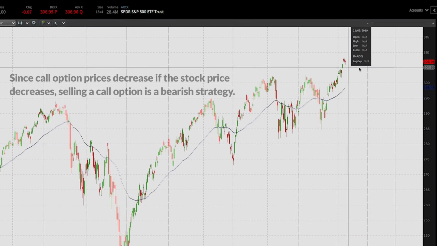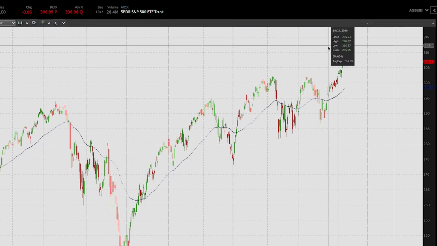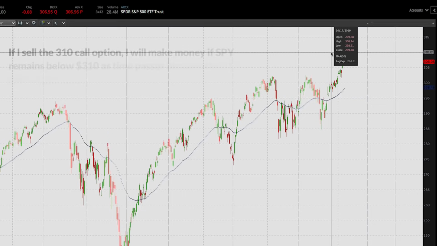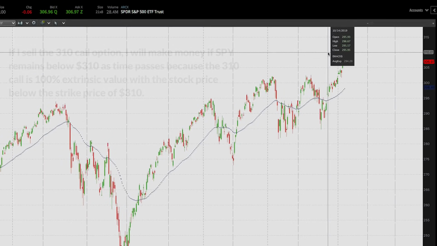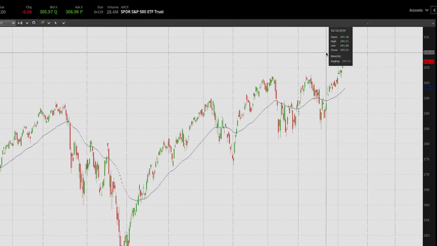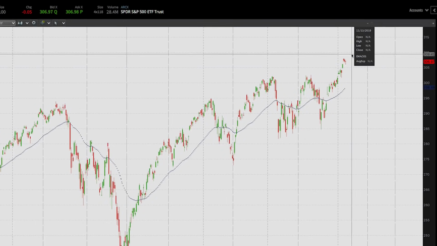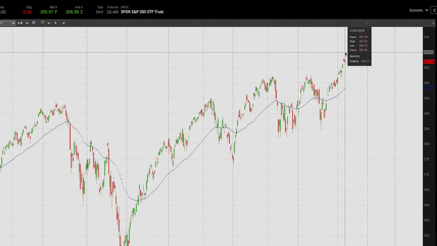Right now SPY is at 307, but I can sell a call option with a strike price above the current price of SPY, and by doing so I will sell a call option that consists of 100% extrinsic value. As we discussed earlier, as time passes, extrinsic value comes out of an option, and at expiration, as long as SPY is below $310, that call that I sold with a strike price of $310 will expire worthless, and I will keep the maximum profit potential.